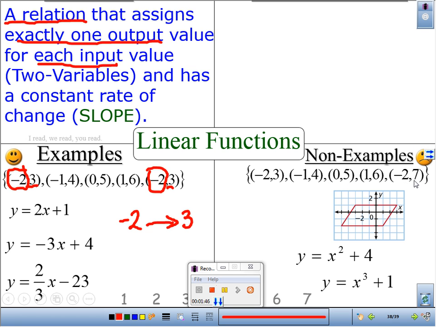Okay. Now let's look at the non-example. This is also a relation, but look at it. Don't say it out loud. Why is this not a linear function? Don't say it out loud. Why is this not a linear function? Talk it over with your neighbor. Why is that not a linear function?